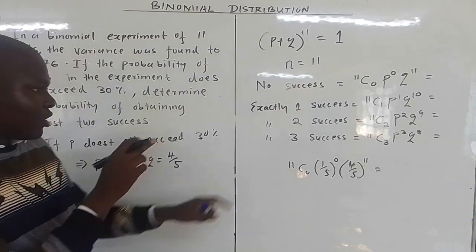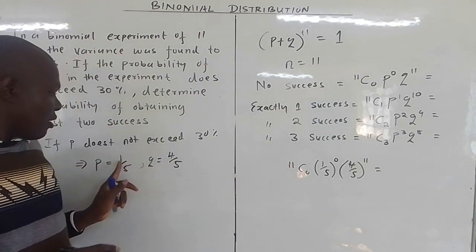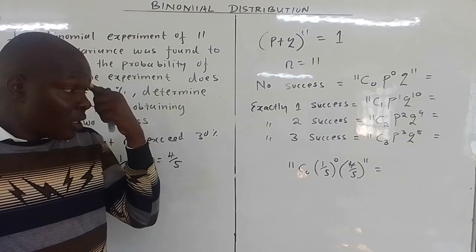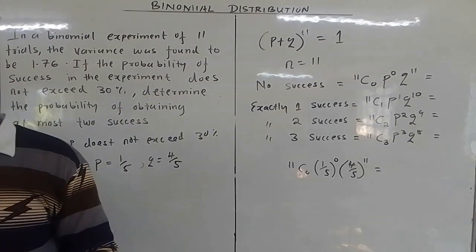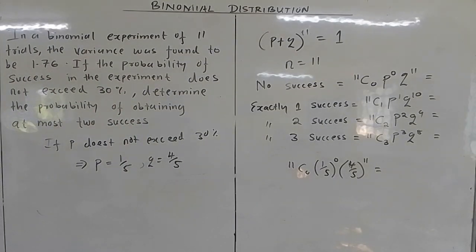So what do you get to be no success from the calculator? 11 combination 0, in bracket 1 over 5 raised to power 0, then times 4 over 5 raised to power 11. Use the right calculator. I don't know how you are surviving with this kind of calculators here.